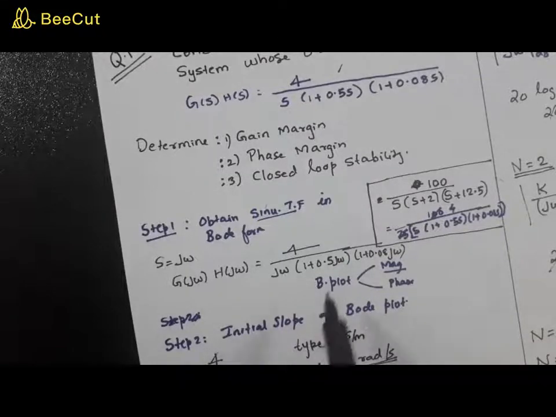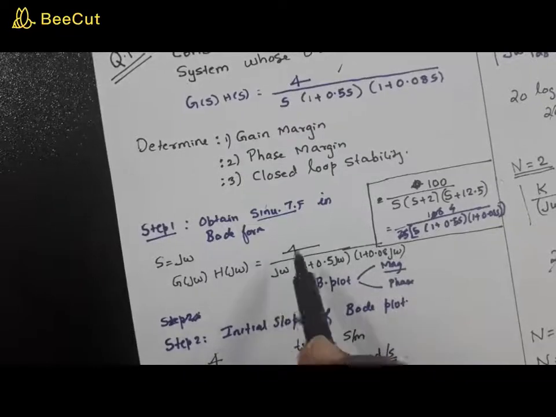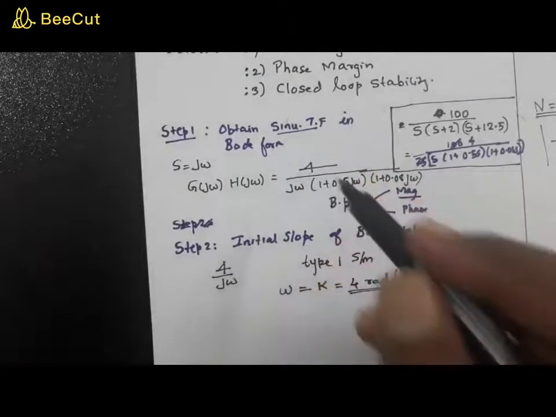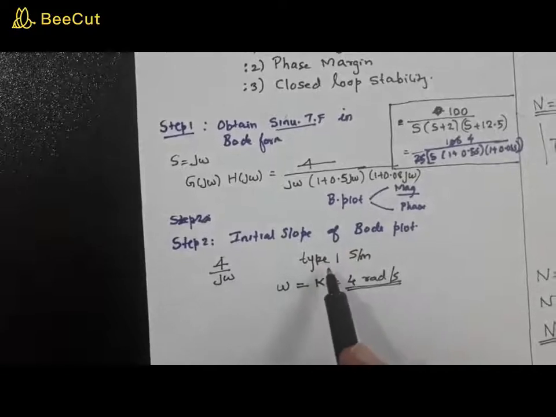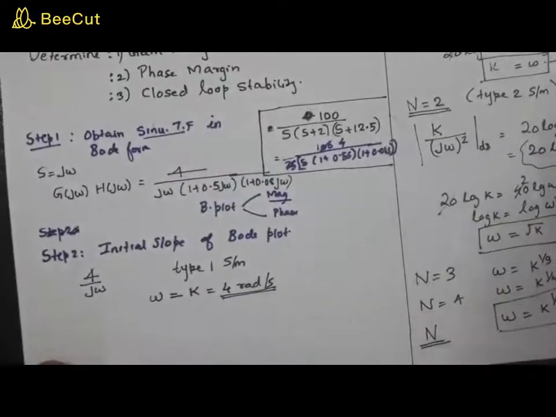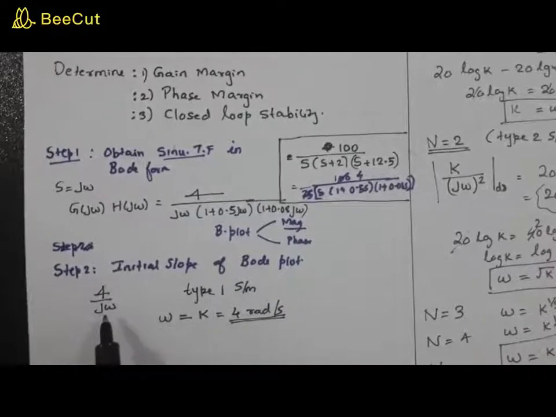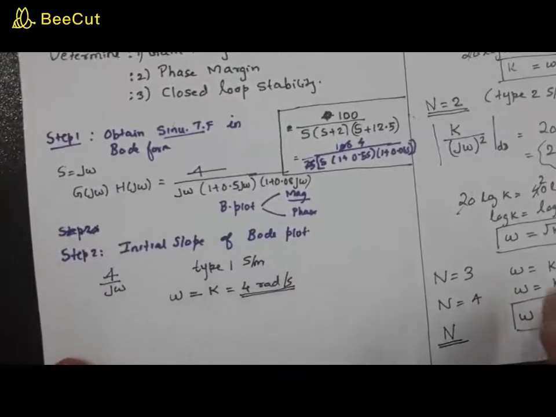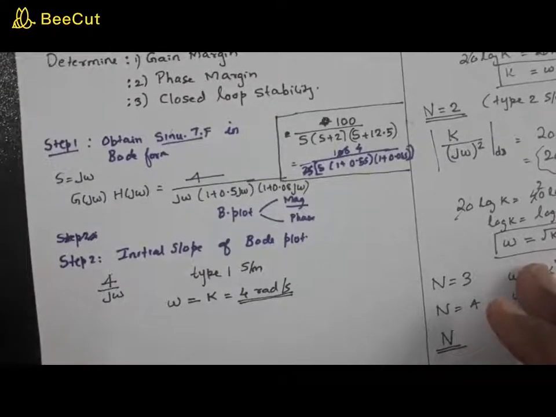Once you know the initial slope, then after finding the corner frequencies, you can simply draw the slope of the other terms. This is the primary issue of drawing a Bode plot. First of all, the initial slope is determined by 4 by j omega. So from this you understand it is a type 1 system. If it is a type 1 system, then it crosses the 0 dB line at 4 radians per second. Now let me show you how to draw the initial plot in a semi-log graph sheet.